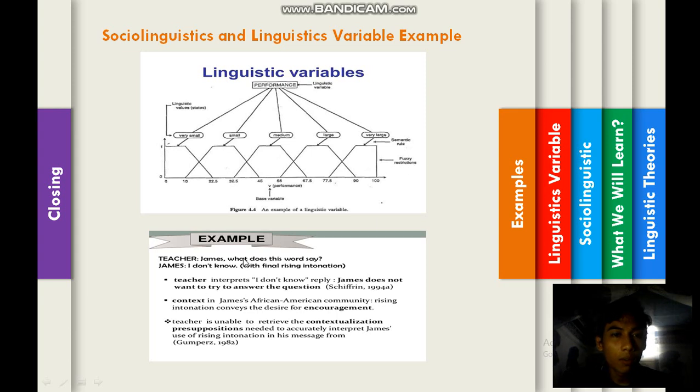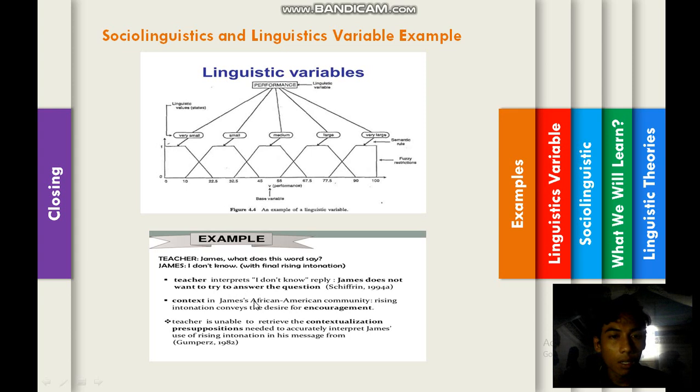The example of sociolinguistics is this. Good, James, what does this word say? James: I don't know, with final rising intonation. When you say you don't know to your teacher or someone, you can raise your intonation. It points out that James does not want to try to answer the question.